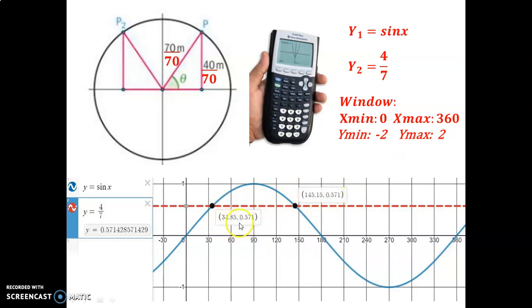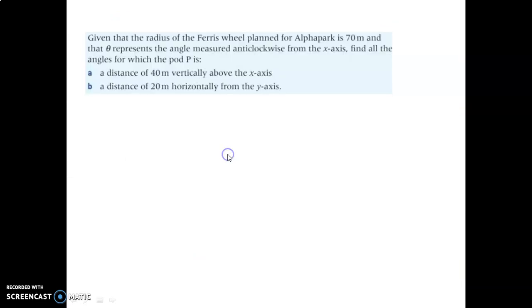And as you notice in those points, we have the same values that we had when we solved this geometrically. We have 34.85 degrees here and 145.15 degrees. You should find those 2 points. And that tells you that the y value will be 4 over 7 at those 2 angles. All right, important connections here. We'll talk more in class. Let's look at one more question.